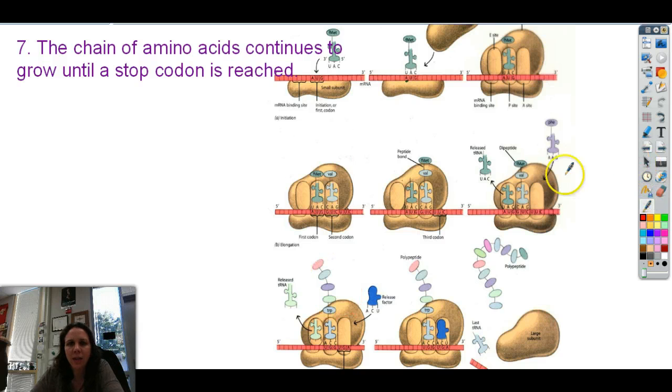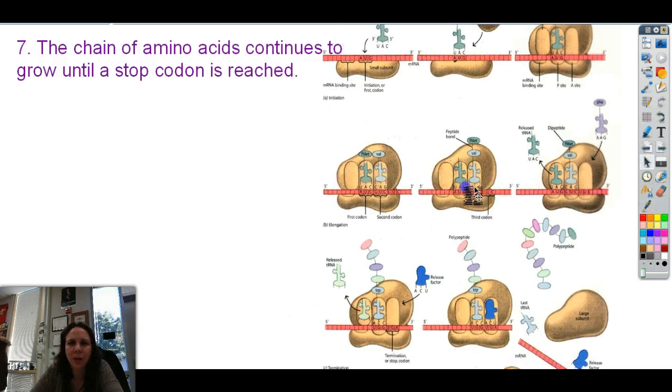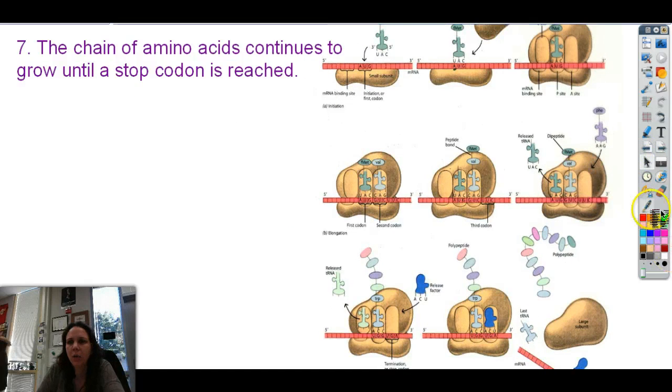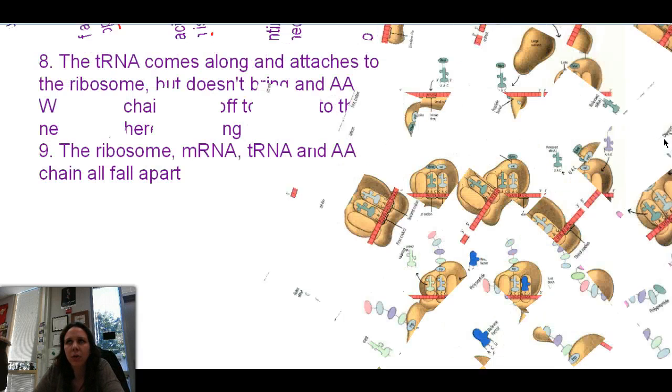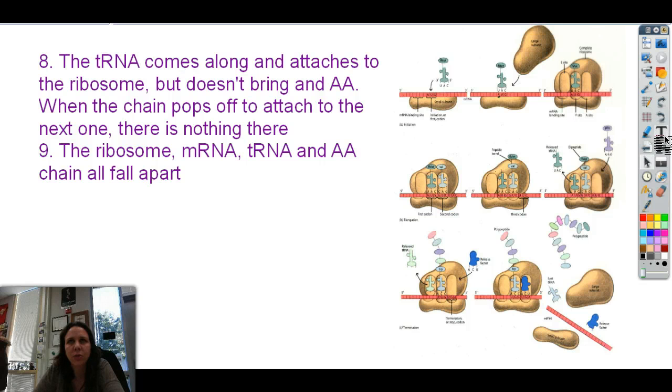Once I hit the predetermined length of my amino acids, I am going to come across what's called a stop codon. A stop codon, one of the three that we mentioned, UGA, UAA, and UAC, no, hold on, I messed up. UAA, UGA, UAG. I said UAC, I meant UAG.